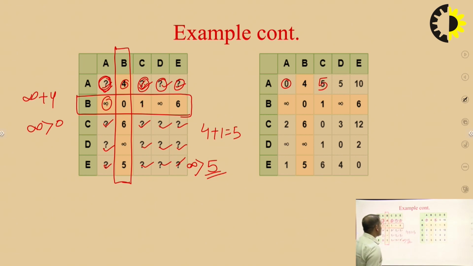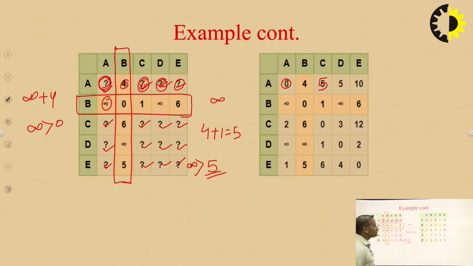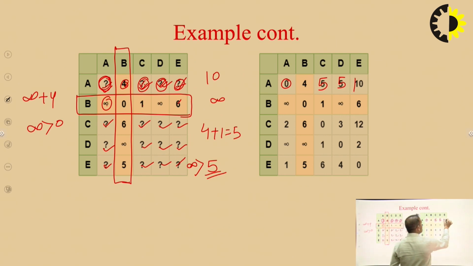In the same way, we want to find the value of this node. The value of this node is 4 plus infinity, that is infinity, and the previous value of this node is 5. 5 is less than infinity, so we do not change the value of this cell. We write 5 here. Now, the value of this cell is 6 plus 4, that is 10, and the previous value of this cell is infinity. 10 is less than infinity, so we write 10 here.